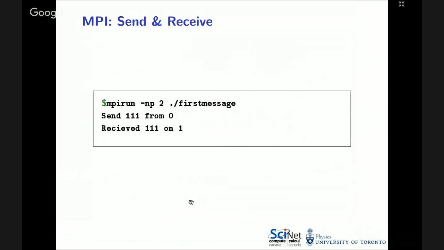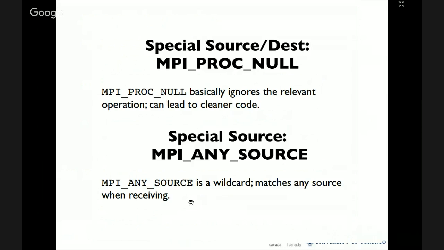Okay, so let's go on. There are a couple of key source and destinations you can use too. It doesn't have to be 0 or 1. There are also some nice ones. So proc null: you can basically send a message to proc null, which means it just won't go anywhere. They'll still satisfy it, but it won't go anywhere. You're like, why would I want to send a message to nowhere?